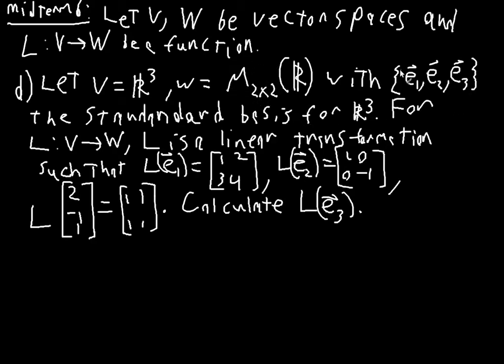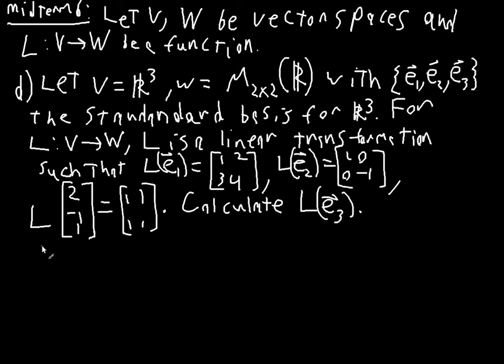Now we've said that E1, E2, and E3 are the standard basis for R3. We've provided the information for L on E1, on E2, and also on this random vector here, (2, -1, 1). What we want you to do is calculate L of E3. So how do we do this? Well, we can't just write down the matrix associated to L because we don't have L on that third standard basis vector.